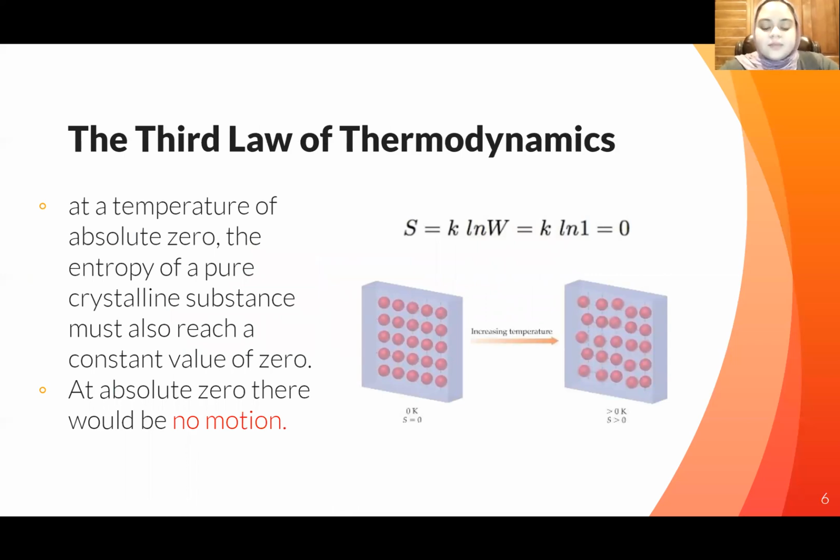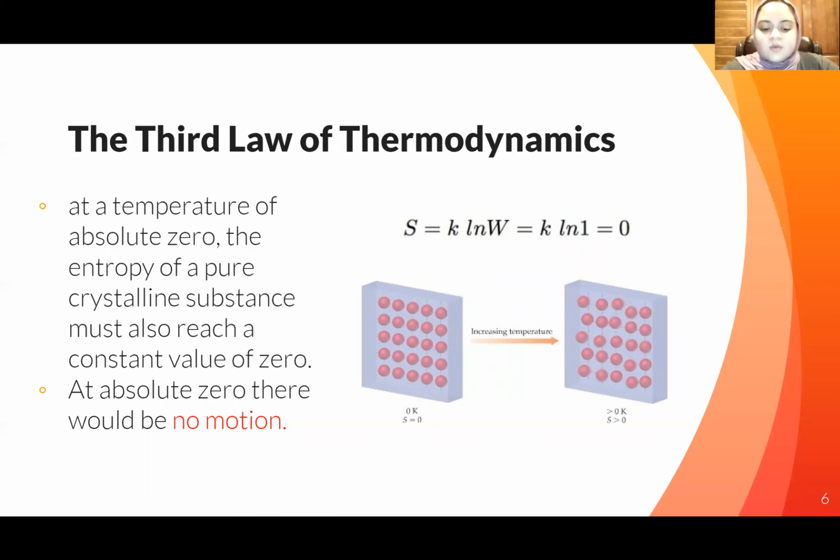The third law of thermodynamics states that at a temperature of absolute zero, the entropy of a pure crystalline substance, which again is the amount of energy unavailable to do work, must also reach a constant value of zero. Theoretically, at absolute zero, all means of motion would stop, meaning there would be no vibration, rotation, or translational motion.